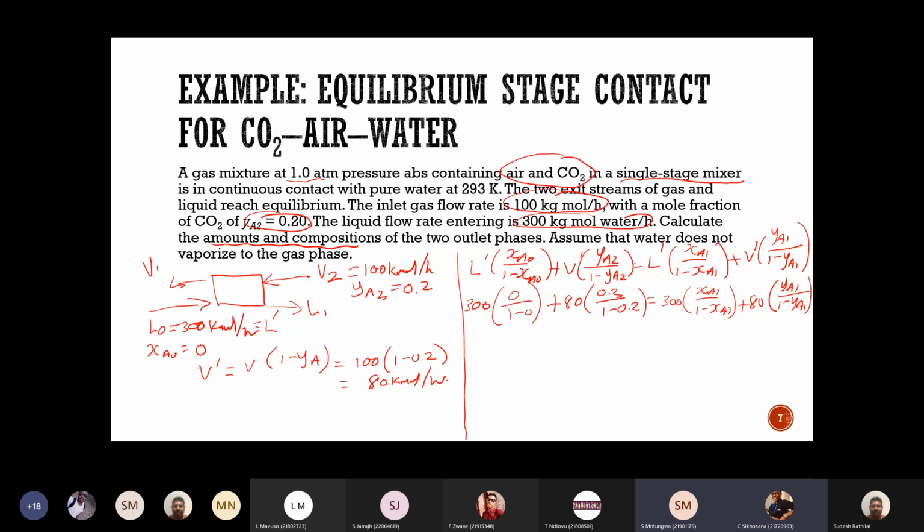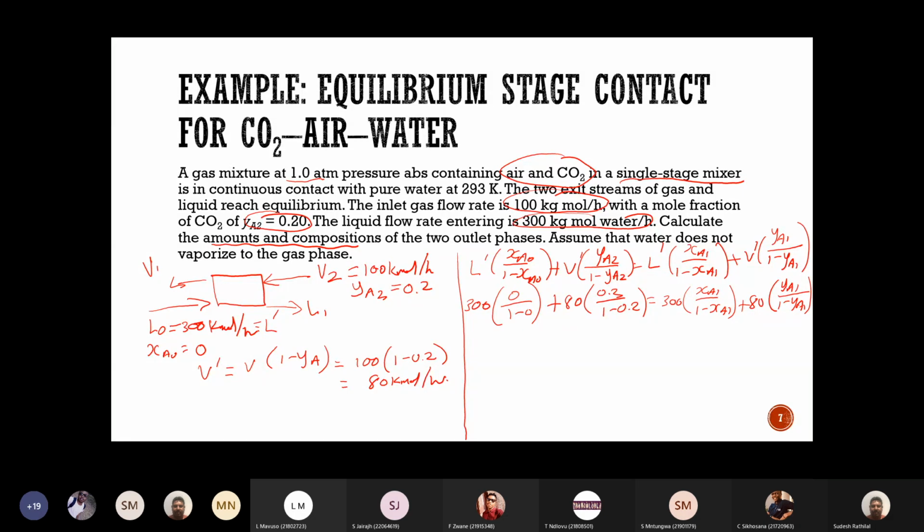From Henry's law, sir. Say again? From the Henry's law. Henry's law. Okay, so the equilibrium equation. This is the operating line. Now you want the equilibrium equation, which is Henry's law, and that will give us another equation that relates X to Y.